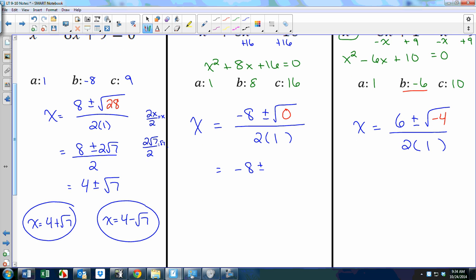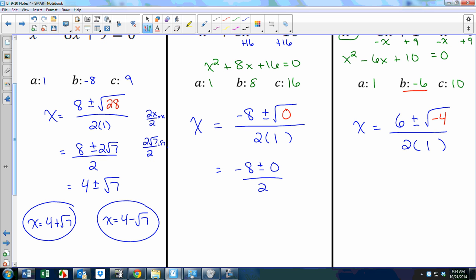Opposite of 8, plus or minus the square root of 0 from the bell work was 0, and divided by 2. For the sake of homework, sometimes that 0 under the square root is going to be a 25. And what's the square root of 25 going to say? It's going to say 5.